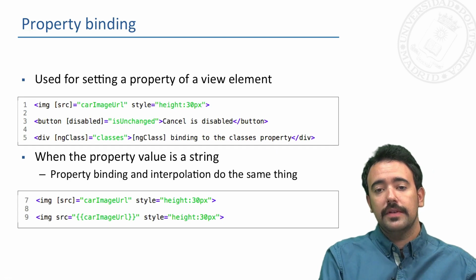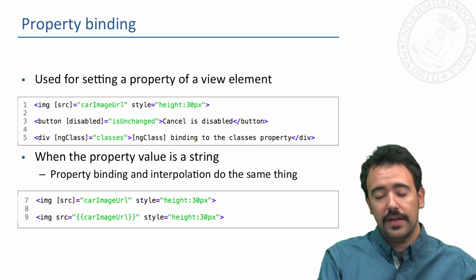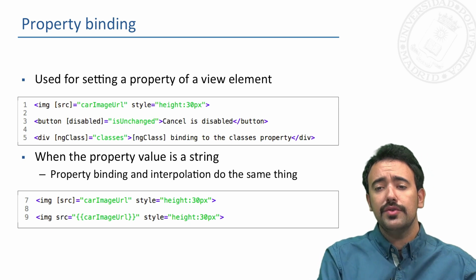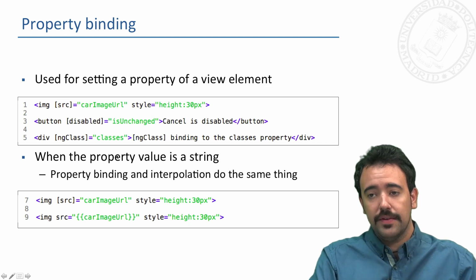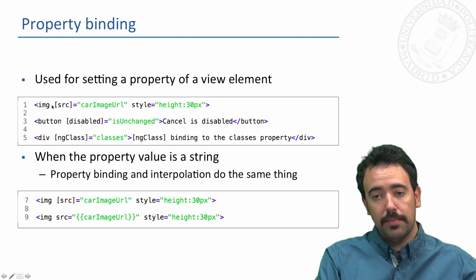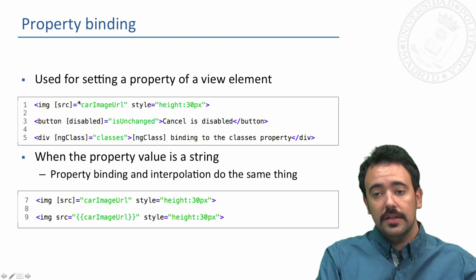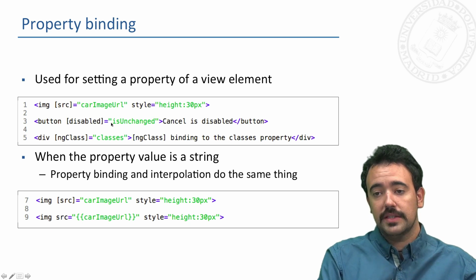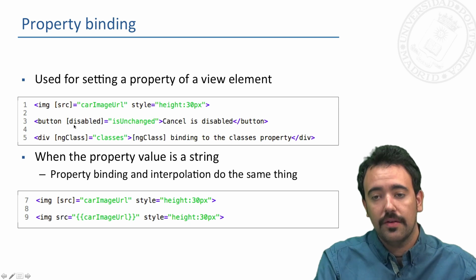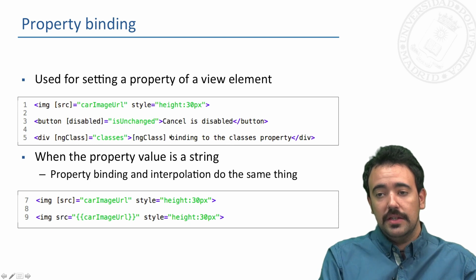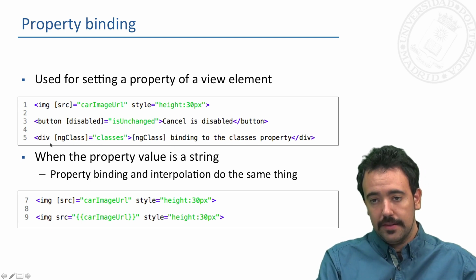The second type of data binding we have in Angular is the property binding, and it's used for setting properties of elements in a view. As you can see here, we can, for instance, assign the source property of an image tag to the value of a property we have defined in the component logic. The same, for example, for this property of the button tag, or for assigning classes to a specific element.